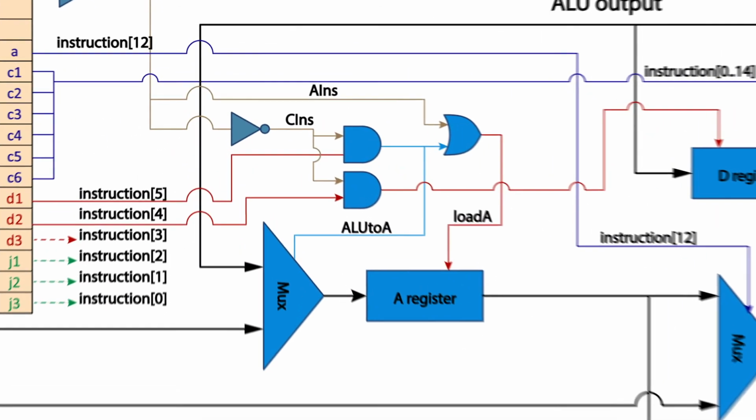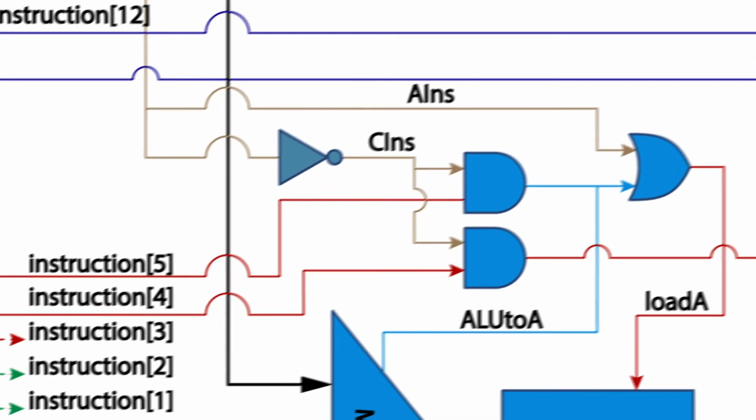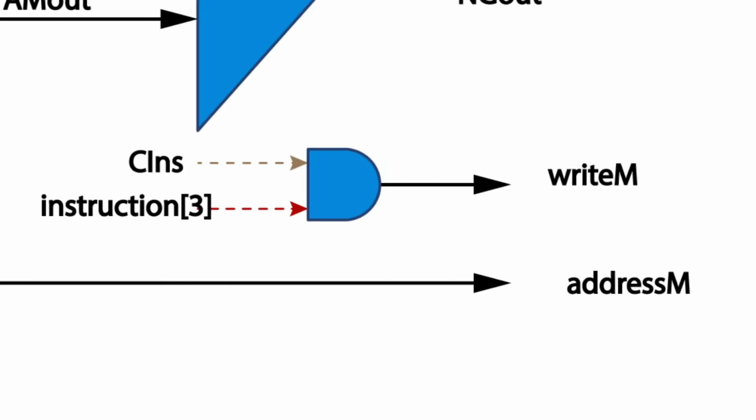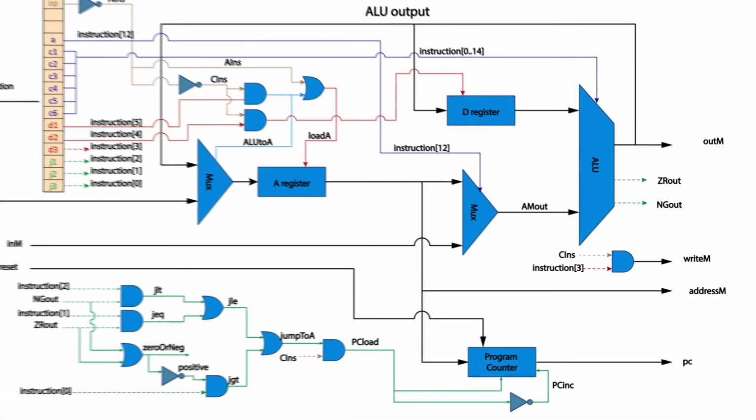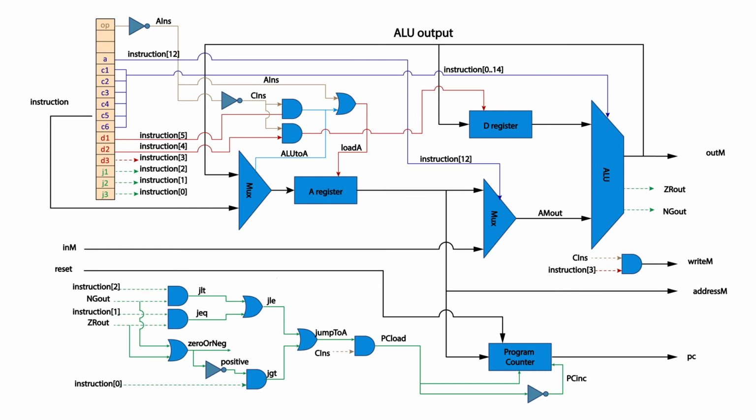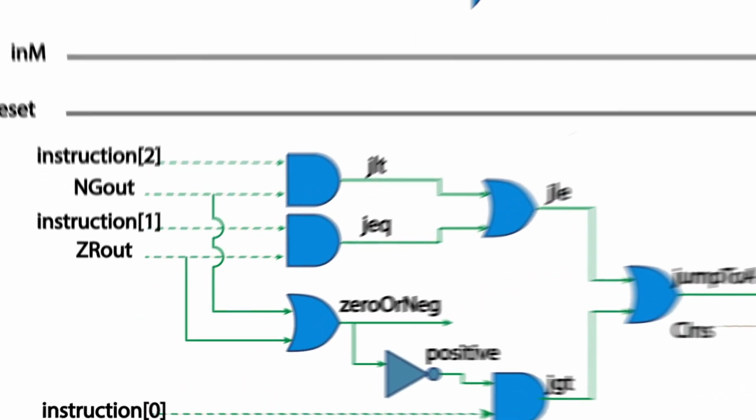The next chip is an AND gate. It takes C instruction and instruction 3, D3, as inputs. If both are 1, it sends a load to write M. This will be routed to the data memory module and will signify to RAM A, the selected memory address, to accept an input and overwrite its contents. If either C instruction or instruction 3 are 0, no load will be sent and the memory will not be overwritten. The next gates are all related to whether to perform a jump or not.